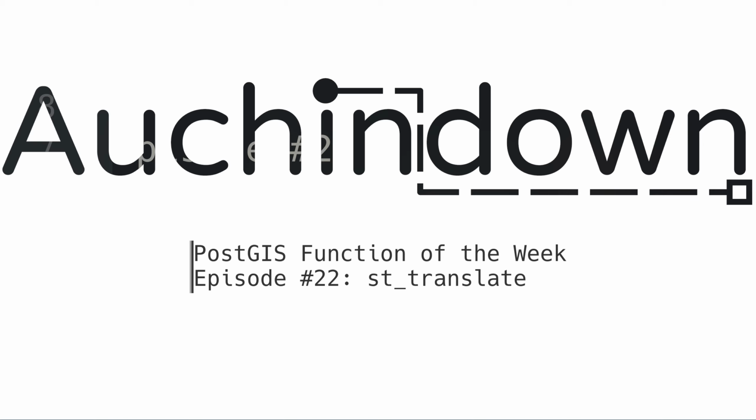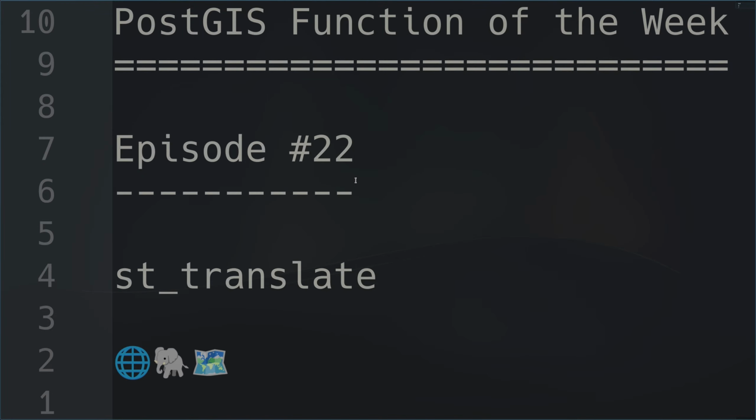Now, what is st_translate? It's a function that we can use to move or translate a geometry, either vertically in the y direction or horizontally in the x direction, any number of units. Let's pop into PSQL and have a look at the function signature.